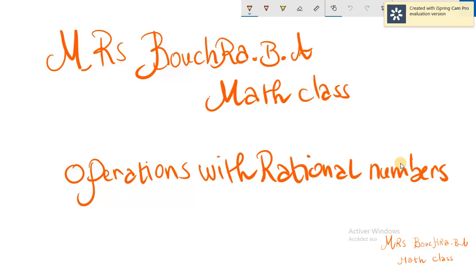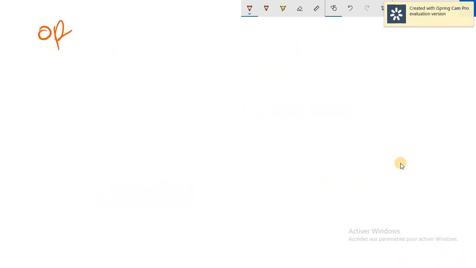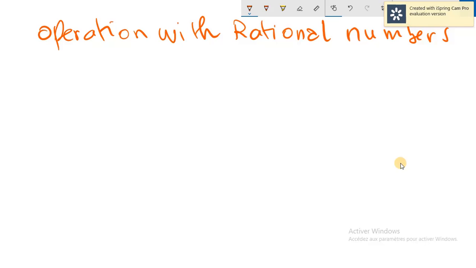So today we will be talking about operations with rational numbers. So let's start here. What does it mean, operations with rational numbers? So let's talk a little bit about rational numbers. What does it mean, a rational number? A rational number is a fraction, such as 1 over 2, negative 7 over 11, or 99 over 1000. Those are fractions. So fractions are called rational numbers, either positive or negative, they're still called rational numbers.